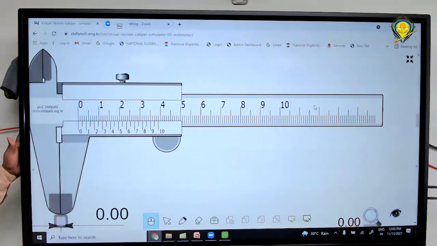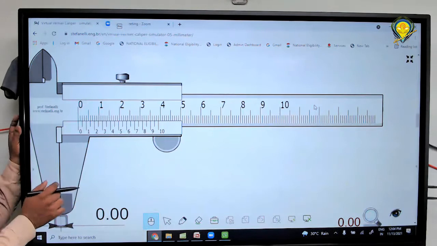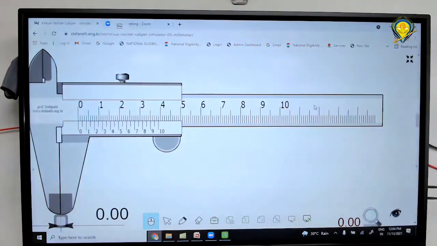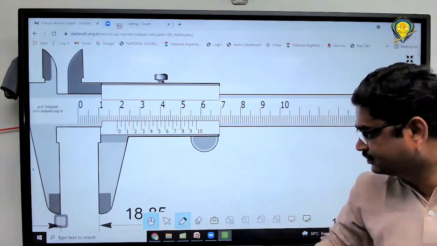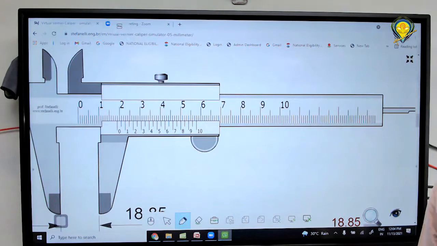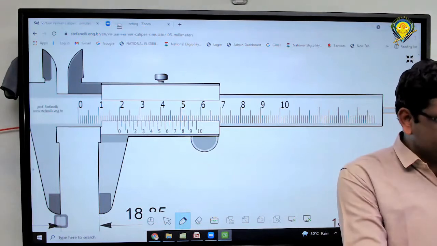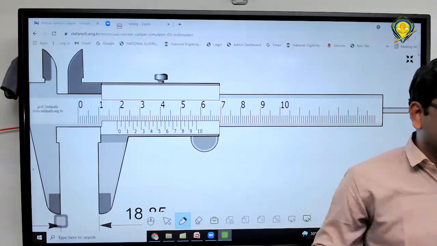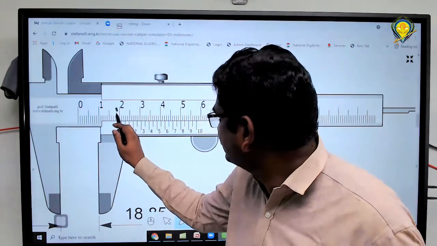Now, to measure the length or diameter of any object, what do we need to do? We need to place it between these two jaws. So assume that one object is placed between these two jaws. Here is the reading. What is the main scale reading? Can you identify the main scale reading? Main scale reading means the reading on the main scale corresponding to 0 on the vernier scale. For this 0, which one is the reading?